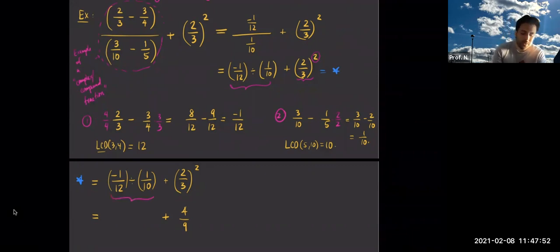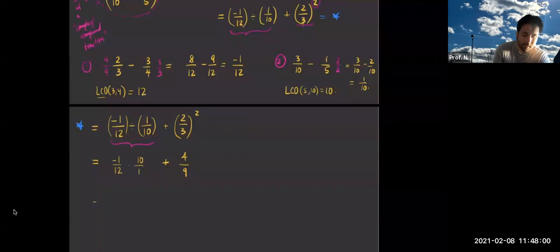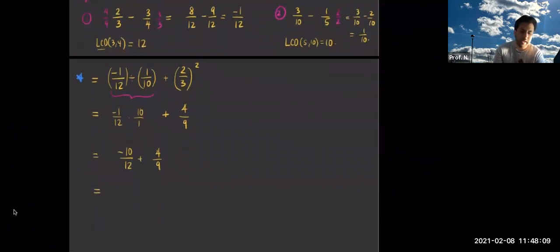That's right. So you multiply by the reciprocal. So this is negative 1/12 times 10/1, which results in negative 10/12 plus 4/9. But hopefully you see that you could have canceled something before, right? You could have canceled the 2. This becomes a 5 and this becomes a 6. So this becomes negative 5/6 plus 4/9.